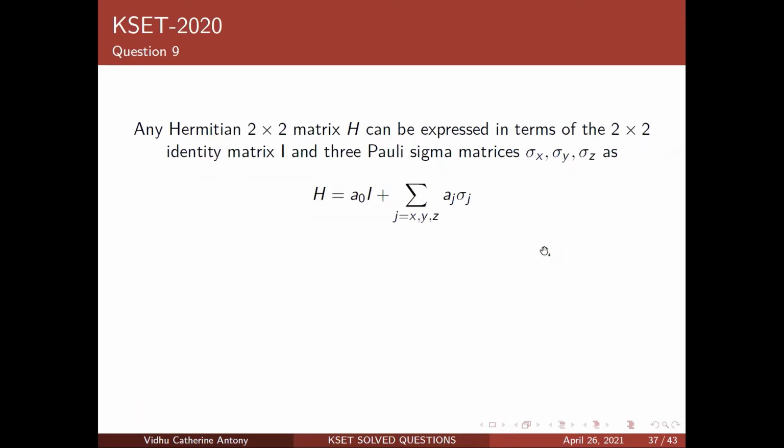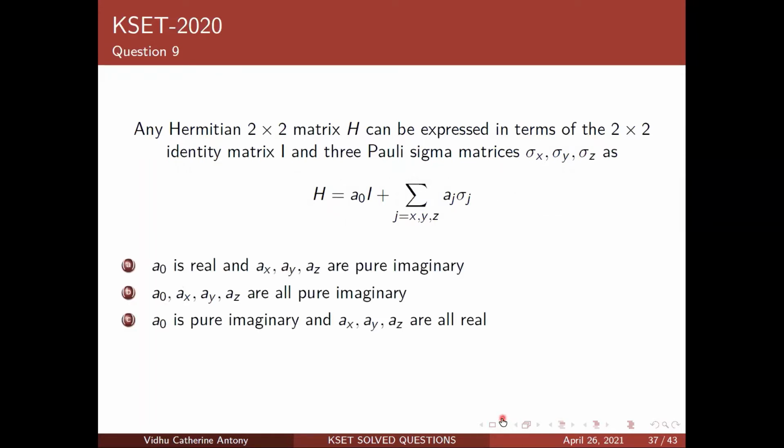So let's come to the second last question that we have. Any Hermitian 2 cross 2 matrix H can be expressed in terms of the 2 cross 2 identity matrix I and the 3 Pauli sigma matrices sigma X, sigma Y, and sigma Z. So you have H is equal to A0 I plus summation of J is equal to X, Y, Z, AJ sigma J. How do you remember? I think we discussed this in lecture 2, question number 31, how to remember Pauli matrices, how to memorize them. First let's look into memorizing these Pauli matrices as a revision, and then we will go on to really analyze what this question is basically telling you.